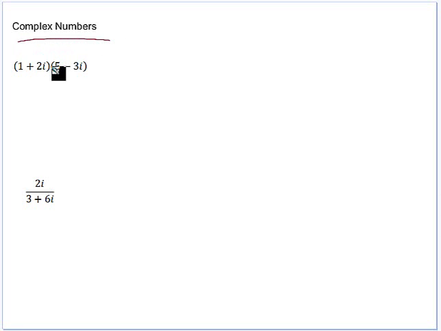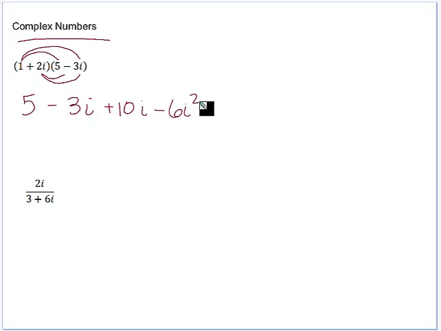Since we are multiplying here, this simply means that we FOIL or double distribute. So we'll distribute our 1 to both. So we will have 5 minus 3i. Distribute our 2i to both. So we will have plus 10i minus 6i squared.